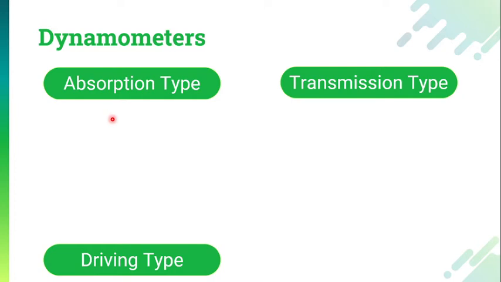Now the second category is the transmission type dynamometers. The transmission type dynamometers are somewhat different from the absorption type.